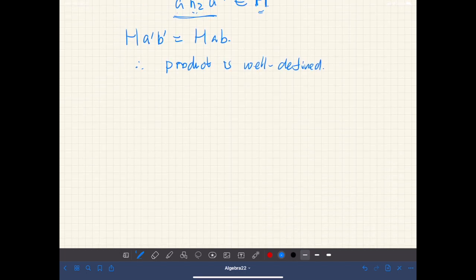Next, we show that the set of cosets G by H is a group. We need to show that this G by H satisfies all the axioms of the group. First of all, this is closed under multiplication.